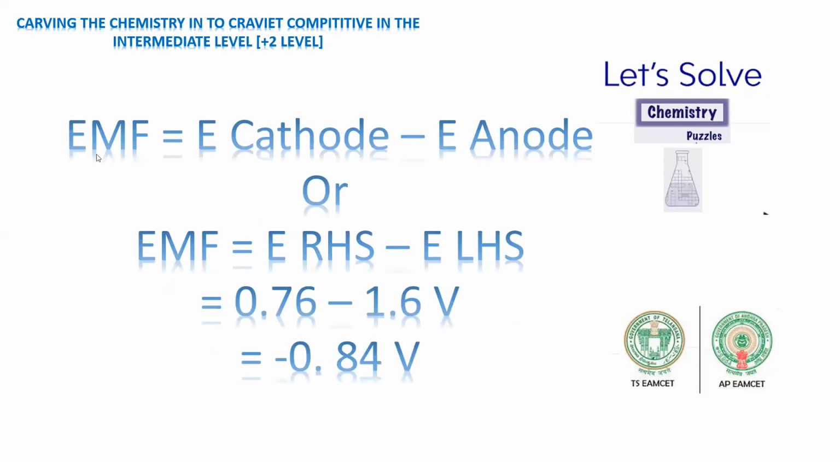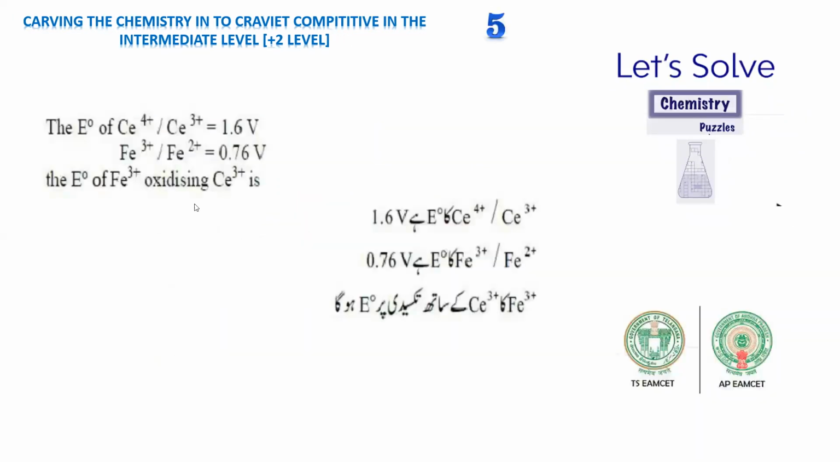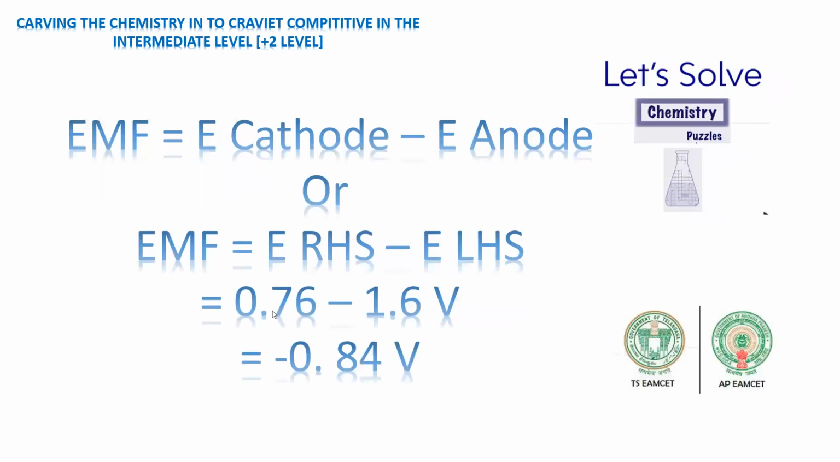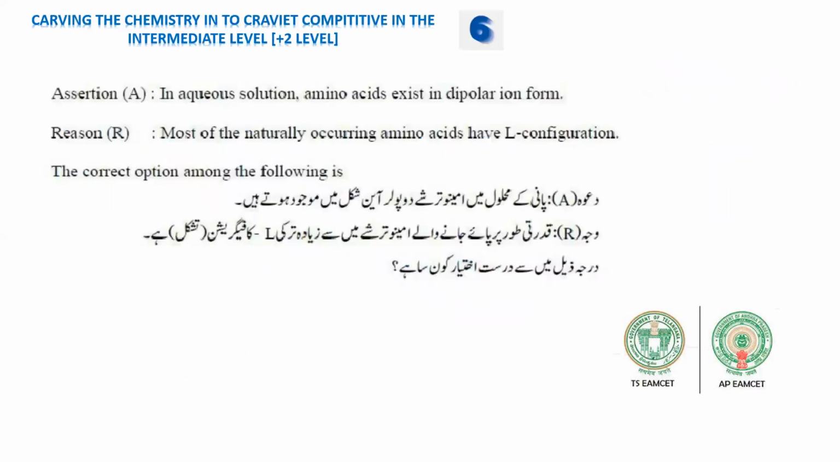For that, the formula is that the electromotive force is given by E cathode minus E anode, which is taken as 0.76 minus 1.6. Iron minus cerium, right? 0.76 minus 1.6 volts, so it becomes -0.84 volts. So this is the way we can solve this electrochemistry problem. Let's move on to question number 6.